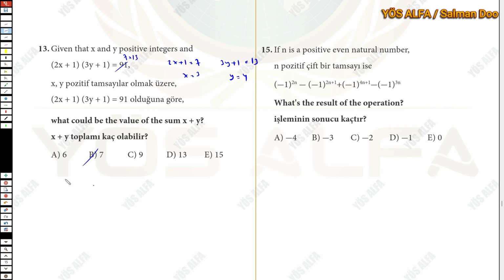If we started out with 2x plus 1 equal to 13 and 3y plus 1 equal to 7, then we would have a solution again, but it would not be in the given answer choices. So x is 6, y is 2. The summation is 8, which is not included in the given answer choices, although it could well be a solution that satisfies this condition too.